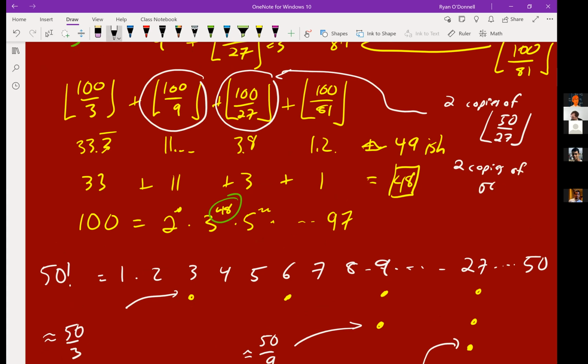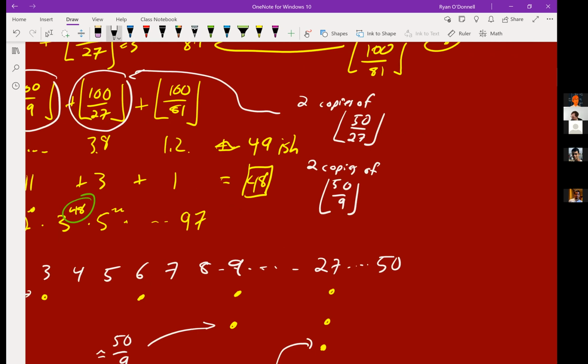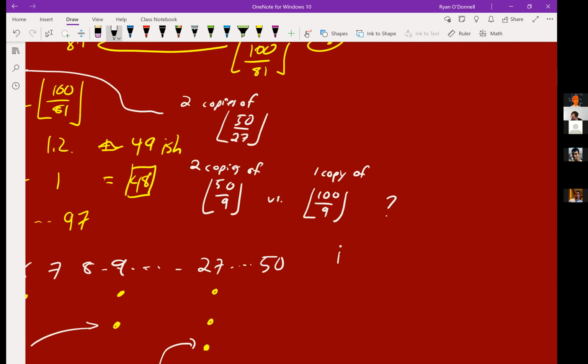I guess I have an eraser here. 50 over 9 floor. Okay, so all right, what can you say about 2 copies of 50 over 9 floor versus 1 copy of 100 over 9 floor? They differ? Is it just at most 1? Like 2 times this? You're saying is 100 over 9 floor minus 2 times 50 over 9 floor at most 1? Is this the question? Yeah, in general, not just for this case.